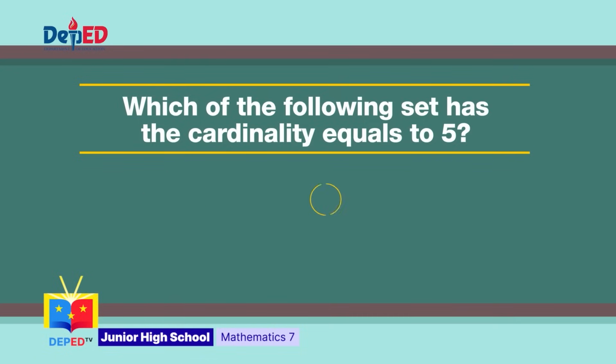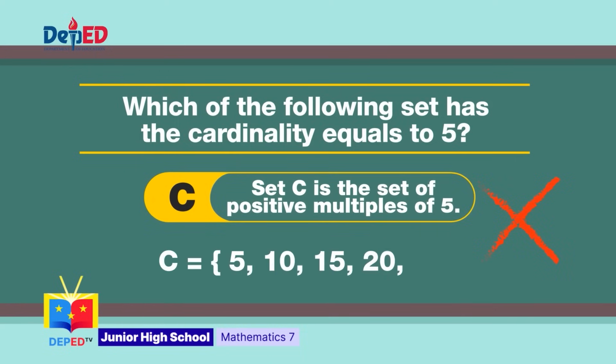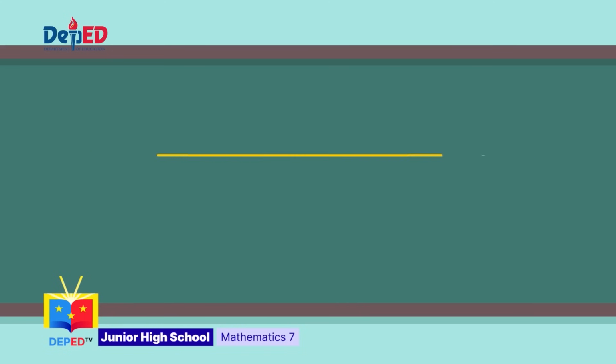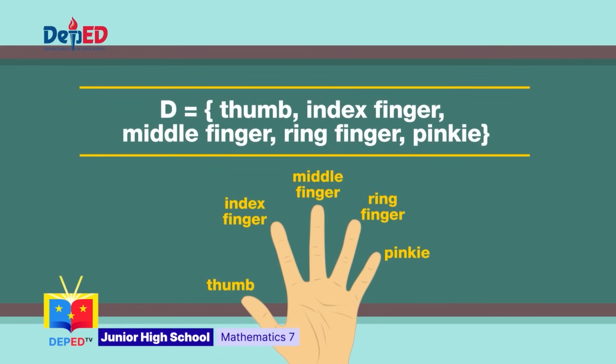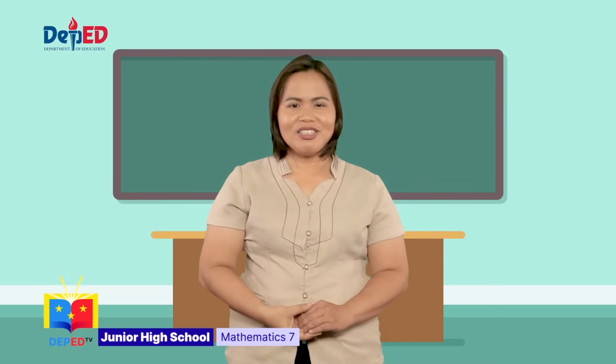On the other hand, the third set, set C, has infinite elements. Thus, its cardinality is not equal to 5. Option D has a total of 5 elements, namely thumb, index finger, middle finger, ring finger, and pinky. To completely grasp this concept, let us have more examples.